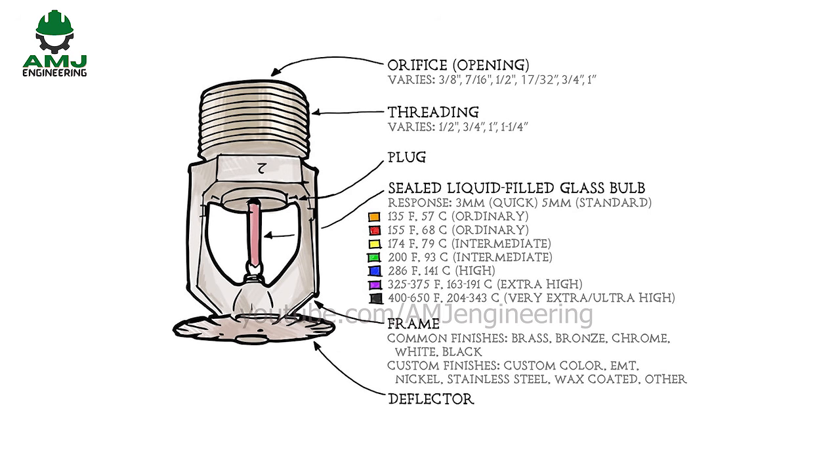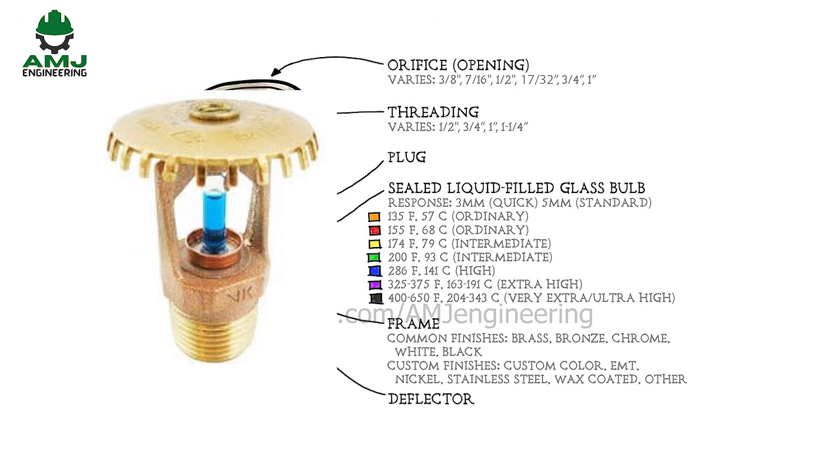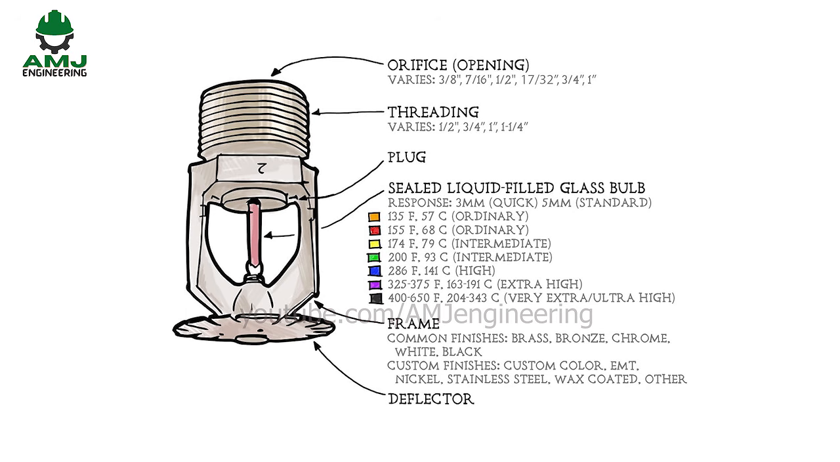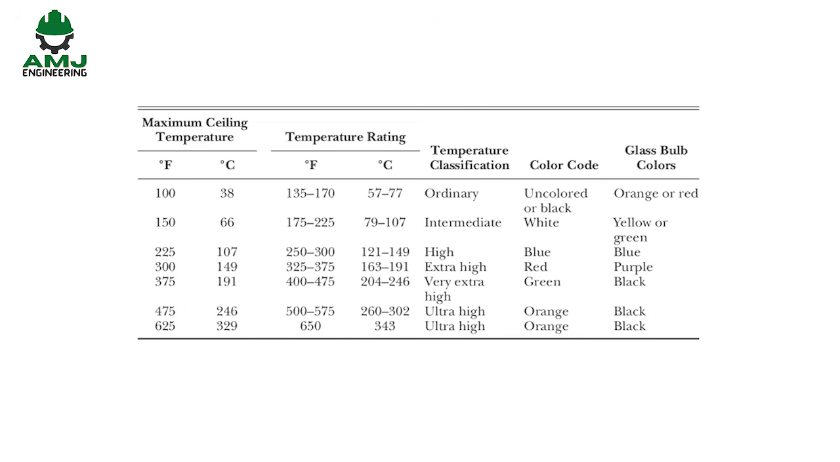Options range from 135 to 650 degrees Fahrenheit. These ratings can be identified by the color of the liquid inside the bulb in the case of glass bulb sprinklers. The selection is taken from NFPA 13 Table 7.2.4.1 based on the hazard class for the structure that the fire sprinkler system is protecting.